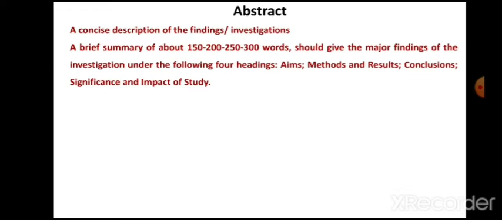As we have learned in the case of a research paper, how to write the abstract, the same thing is applied here. It should have a word limit of approximately 150 to 300 words. It should give the major findings of the investigation under headings like aims, methods, results, conclusions, and significance and impact of study.